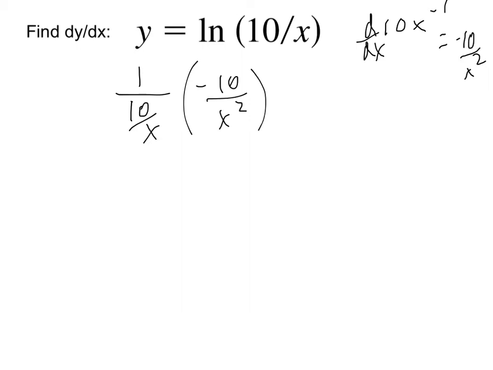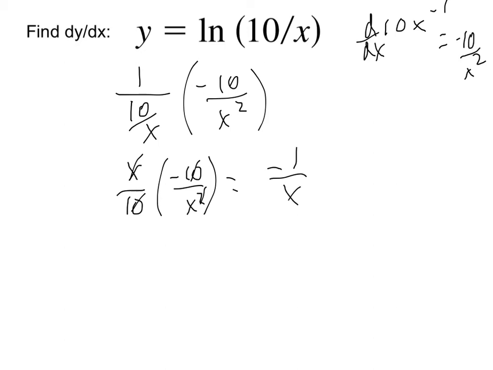Okay, 1 over 10 over x, if I do copy dot flip, would just be x over 10 times negative 10 over x squared. If I do that, those 10s cancel, that x cancels with the squared, leaving me negative 1 over x.